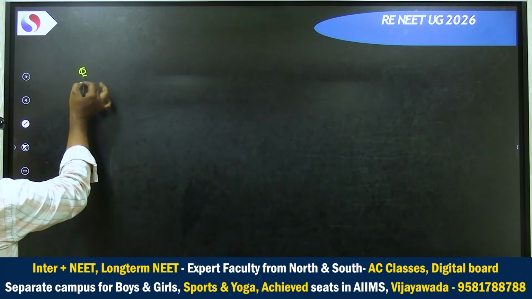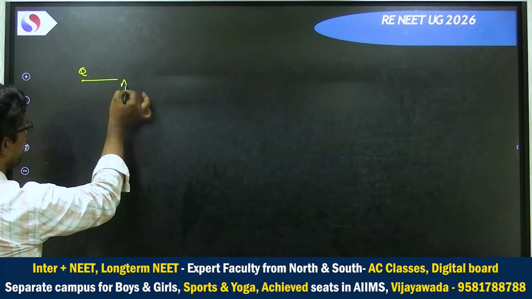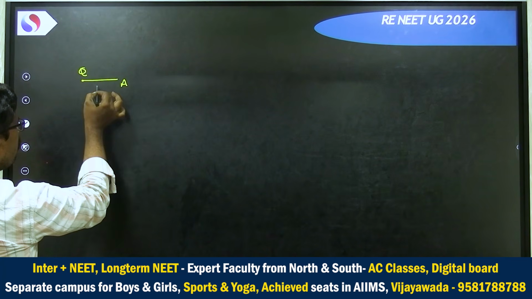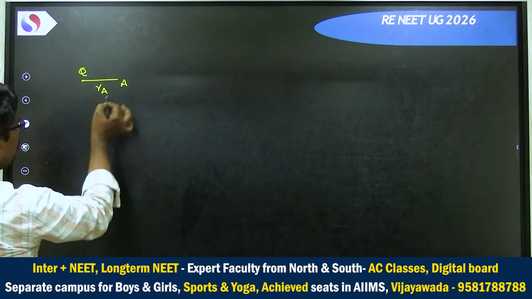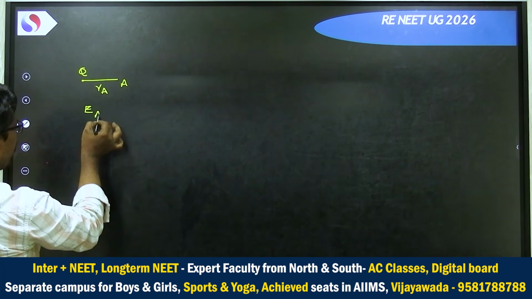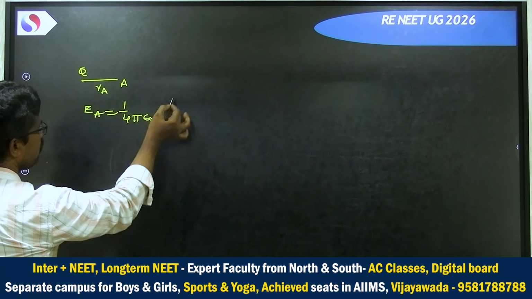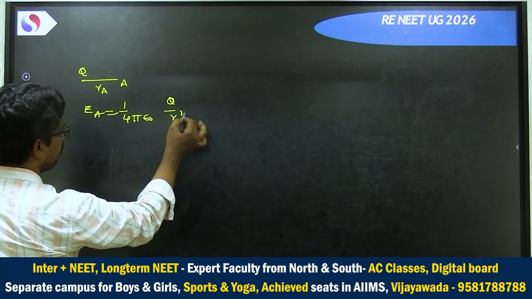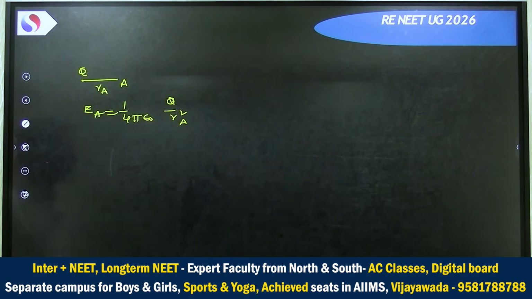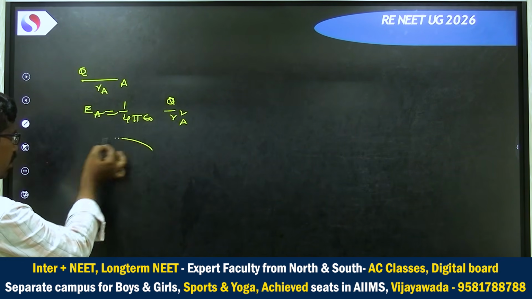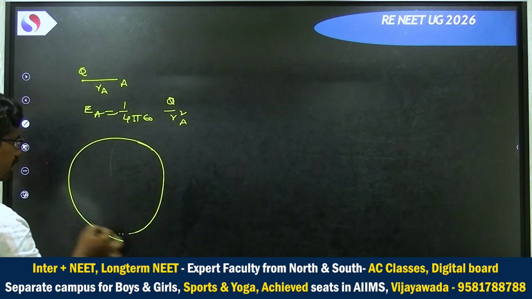This is point charge Q, which is at a distance A inside a cavity, at a distance RA. The field EA is equal to 1 by 4 pi epsilon naught Q by RA square. This is the field inside the cavity. Next, we have to find the electric field for an isolated conducting sphere.